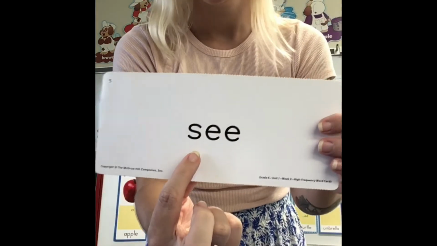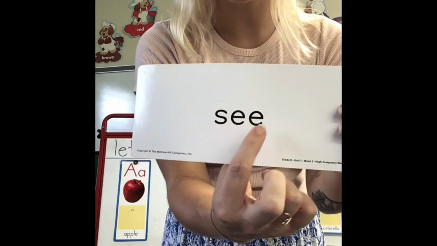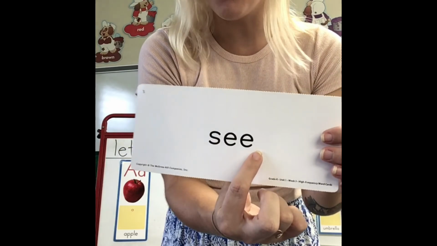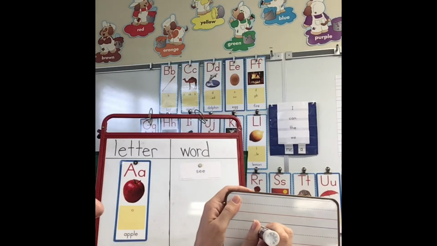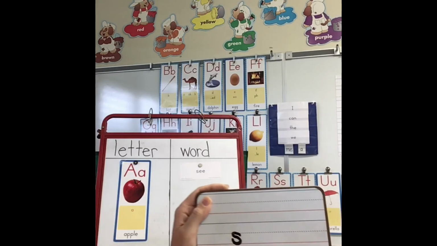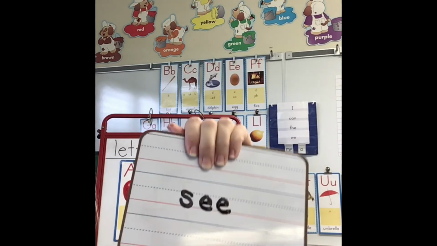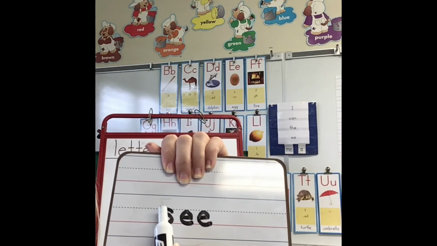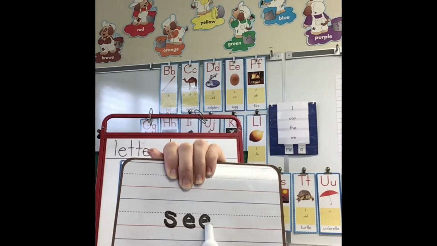Let's read, spell, and write our word see. Let's read it together. See. Let's spell it. S-E-E. See. Spell it one more time. S-E-E. Now let's write the word see. See starts with an S. S goes around and around. S-E-E. All of the letters are small, not tall. They don't go all the way to the top. S-E-E.